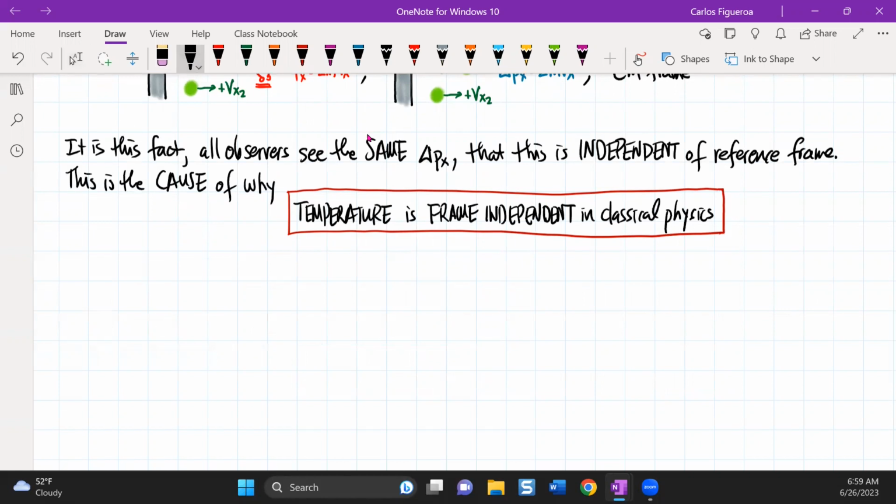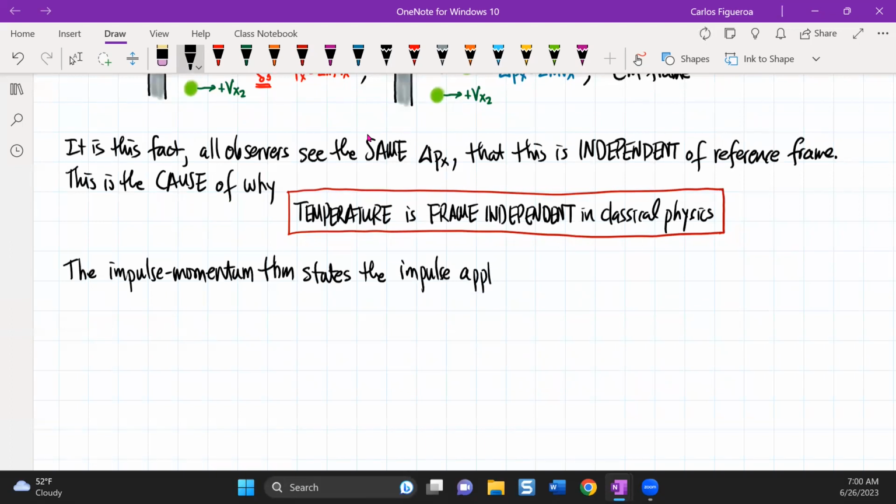Now, getting back to what we started here, the impulse-momentum theorem states the impulse applied by the wall changes momentum.